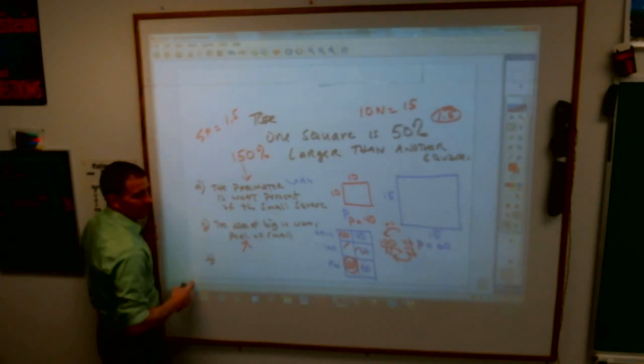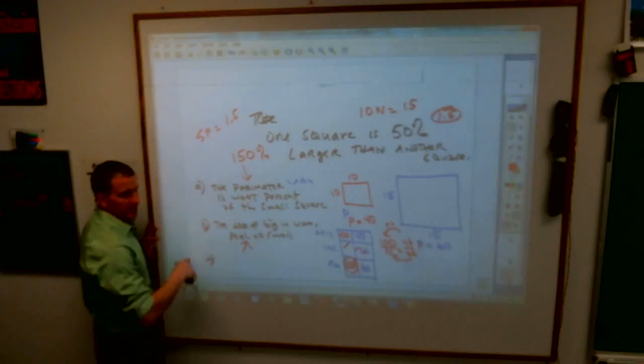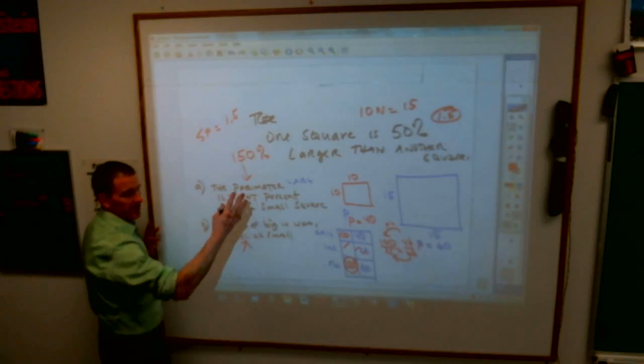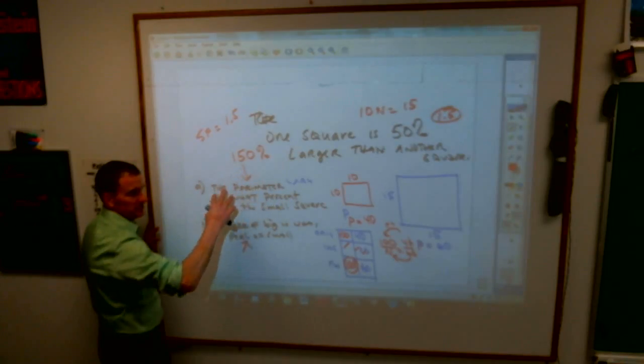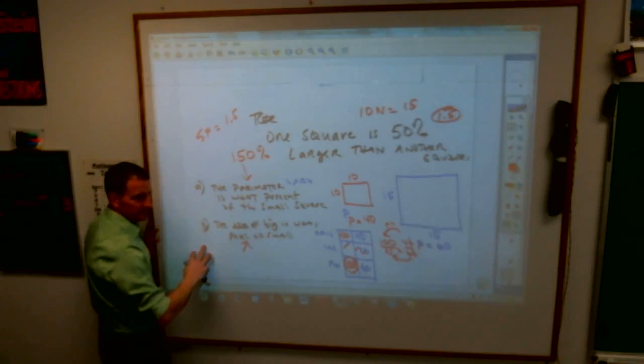Based on what I said, scale factor for perimeter is exactly the same. Scale factor for area is, or the new area is, what do you do to the scale factor to get the new area?